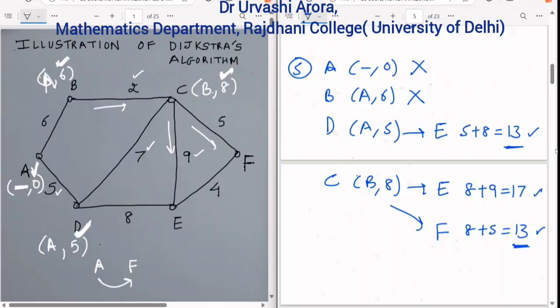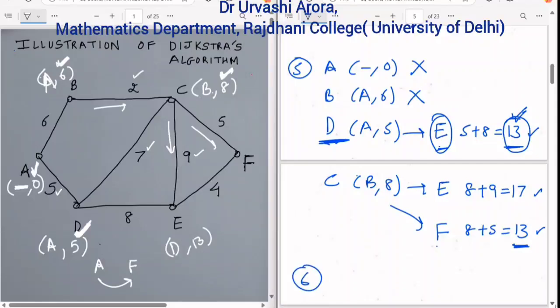Either you can take the minimum at E, or you can take the minimum at F. Let me take the minimum at E. So the minimum occurs at E. This means E is the next vertex which receives a label, and the label will be of the form of an ordered pair, something, comma, something, and the second component of this label is going to be 13. This number, which is the minimum, and because E is getting a label because of vertex D, this D comes over here. And now coming to the next step, which is the sixth step.